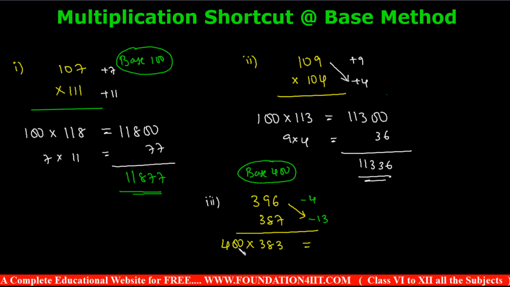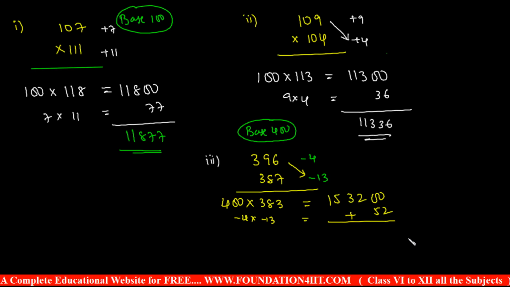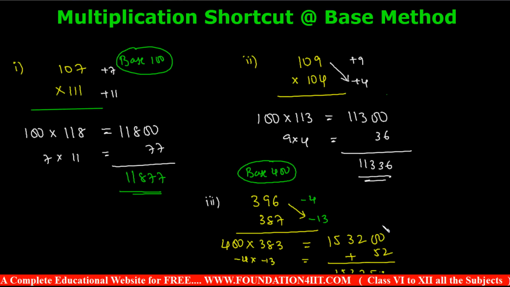It's simple. 383 into 4 is single digit multiplication, just 1532. 4 into 383, then 00. Then minus 4 into minus 13 is plus 52. Here, as before, plus 7 into plus 11 gave plus 77. We can add both: 1532 00 plus 52, so 153252 it is. 52, right? Yeah, simple. So this is the concept you can apply for multiplication shortcut tricks using the base method.